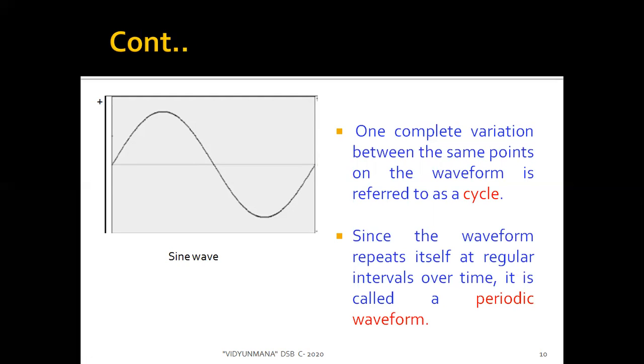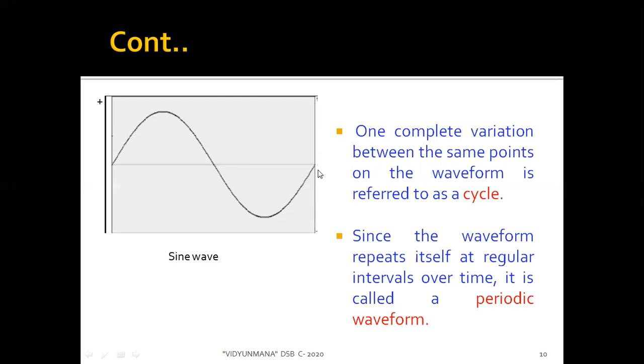It starts from the zero level and reaches its maximum value, that is A max, where A means amplitude, and again it starts decreasing. It reaches the zero level again, where the crossover takes place, moving towards its negative half cycle, and it reaches the negative half cycle's maximum value, that means minus A max. Again, it returns to its original zero position.